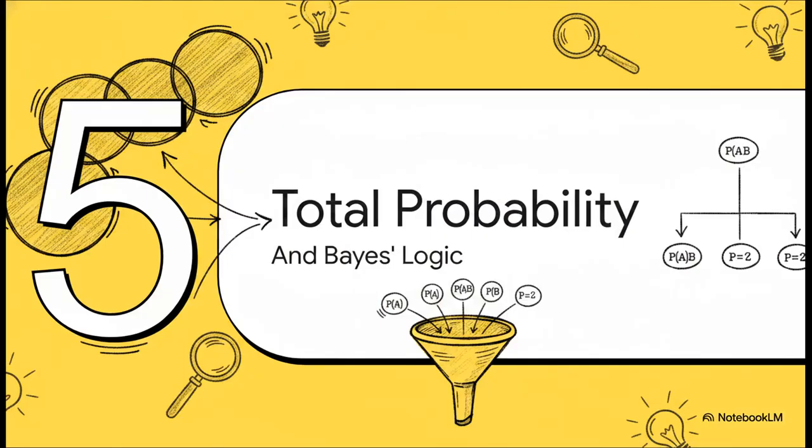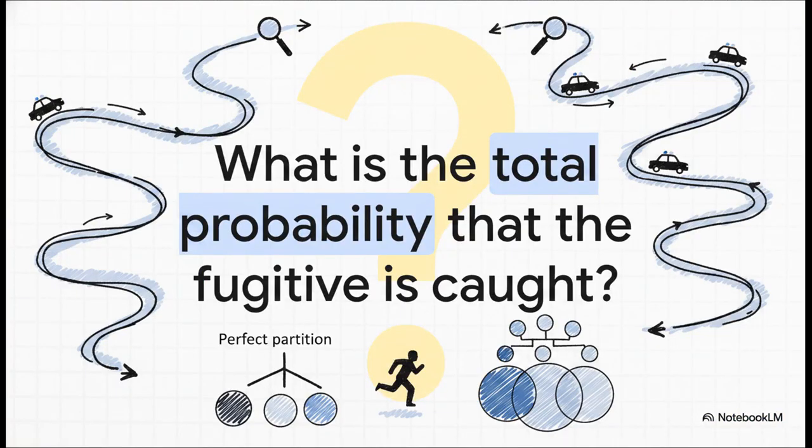And here we are at part 5, the grand finale, total probability and Bayes. All right, so how do we navigate a fully partitioned sample space to find an overarching truth? Let's set up a classic objective scenario to really test your analytical skills. Picture this. A fugitive escapes and flees down one of 5 distinct paths. He can only choose one path, meaning these paths are mutually exclusive. They form a perfect partition of our sample space.